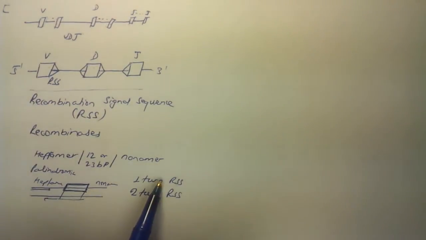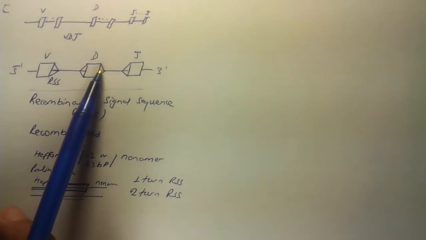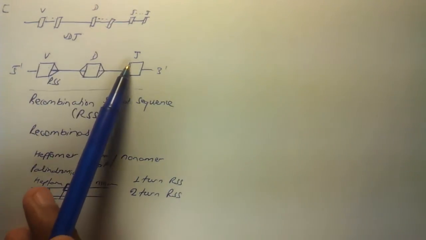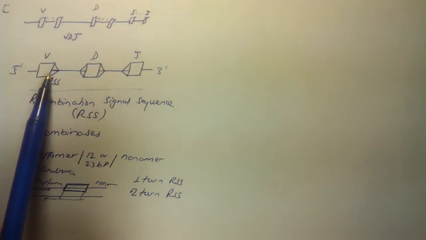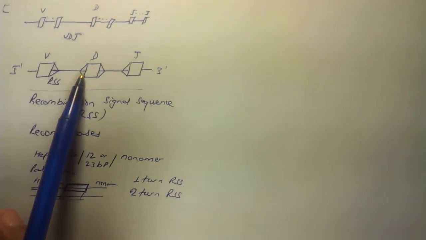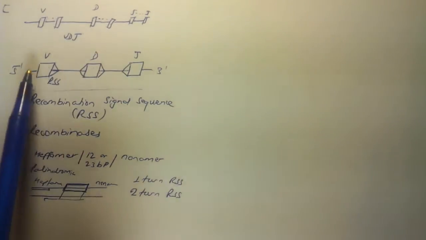And let's say this V combines with this D. If this is 1-turn RSS, this has to be 2-turn. And let's say this part of this D combines with this, and if this is 2-turn RSS, this has to be 1-turn RSS. Now if you guys got the pattern by now, 1-turn RSS always pairs up with 2-turn RSS. It's always like that.